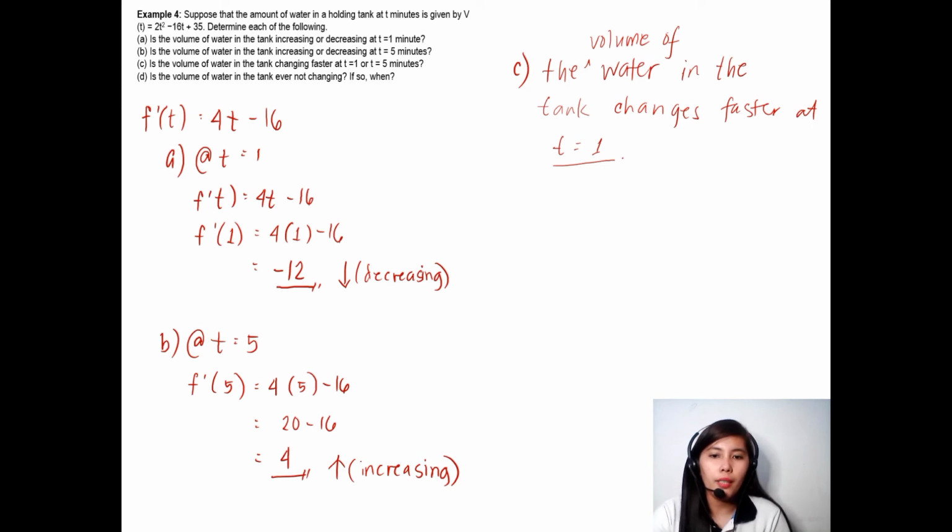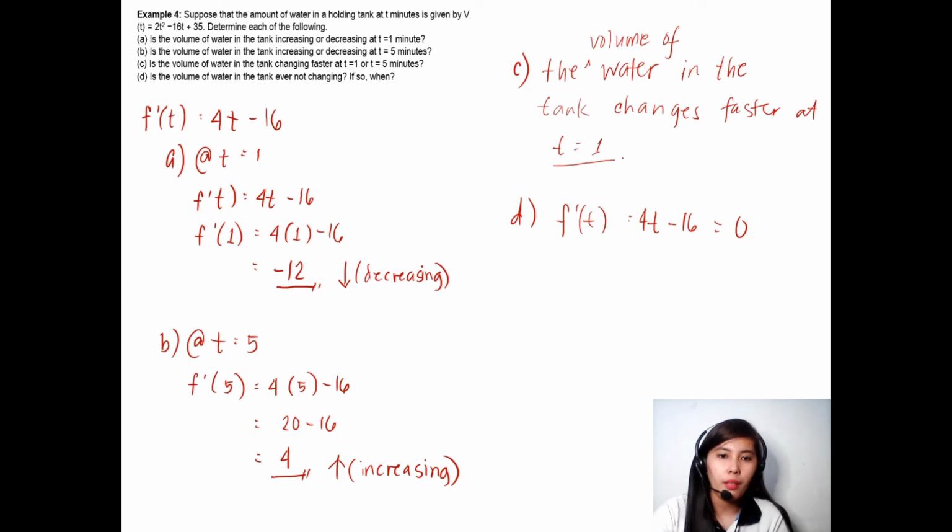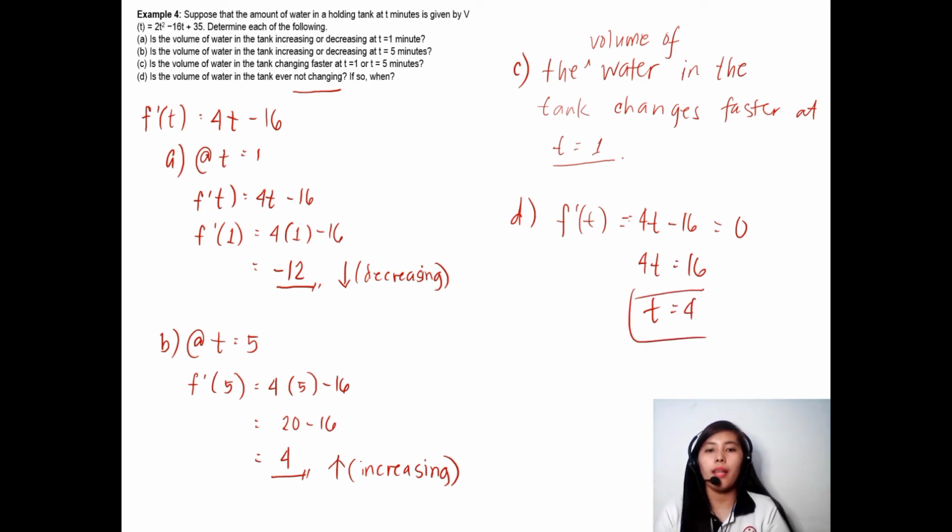Then for letter D, is the volume of water in the tank ever not changing? To solve this, f prime of t is equal to 4t minus 16. We'll equate this to 0 so that the change will be equal to 0, meaning the volume at that point will not change. So 4t is equal to 16, t is equal to 4. Therefore, at time t is equal to 4 minutes, the volume of the water will not change. So that's how you interpret the rate of change in the derivative.